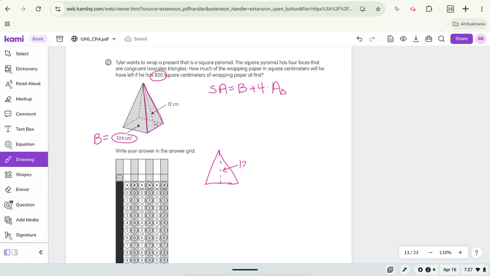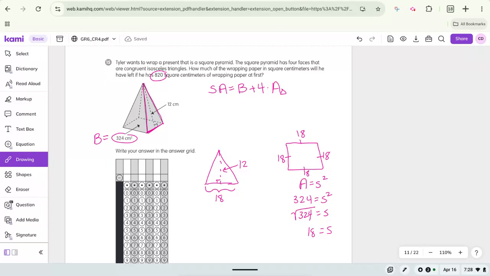So this is 12 centimeters. I need to know the base. Well, the base is a square where the area is 324. So to find each side, I know that to find the area of the square, you take the side length squared. So since the area is 324, to find the side length, you're going to take the square root of 324. And you're going to get 18. So the sides of the base are all 18. And the side of the base is also the base of the triangle.